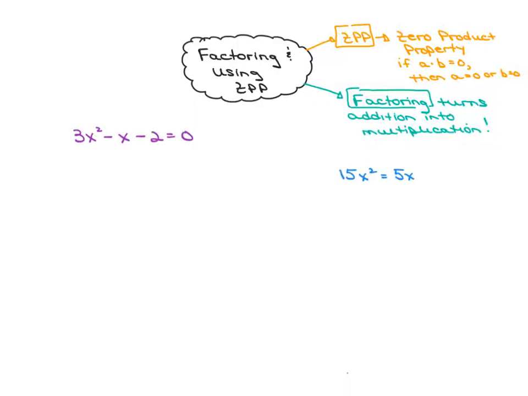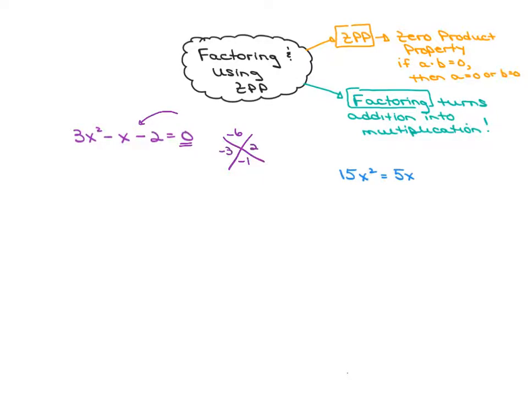The first example is 3x squared minus x minus 2 is equal to 0. So I notice that this side is already set equal to 0. So if I can turn the left side of the equation into multiplication, if I can factor it, then I can use the ZPP. All right, to factor, I'm looking for two numbers whose product is the same as the product of A times C, -6, and whose sum is the same as B, -1. All right, those two numbers are -3 and +2.